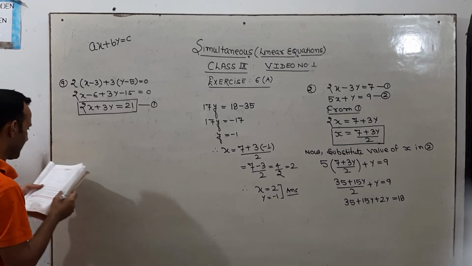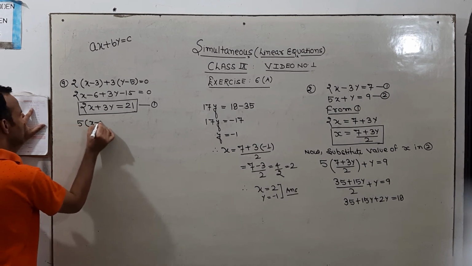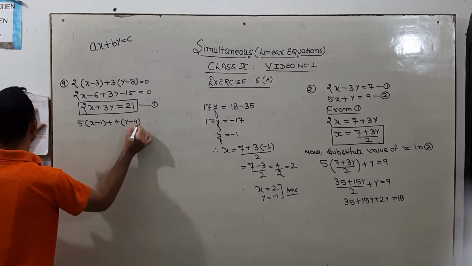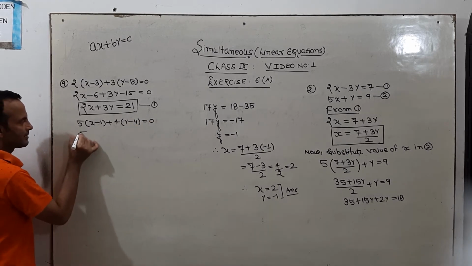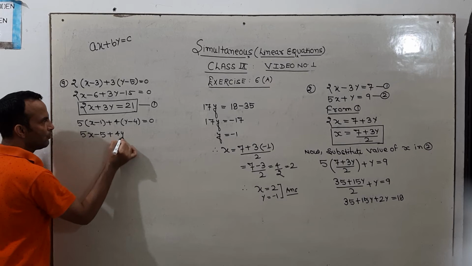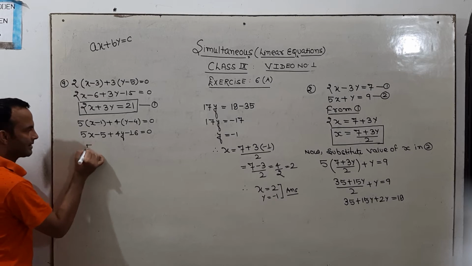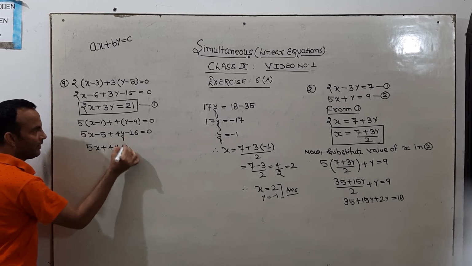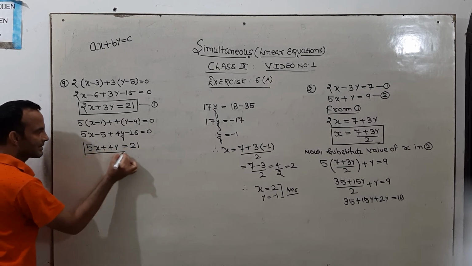Now see the second one. Second one is what? 5 times of x minus 1 plus 4 times of y minus 4 is equal to 0. This is 5x minus 5 plus 4y, 4 4 is 16 is equal to 0. 5x plus 4y minus 21. When we transfer minus 21 to the right hand side, we obtain positive 21. So this is second equation.